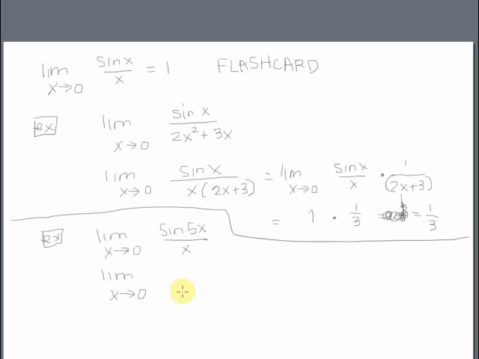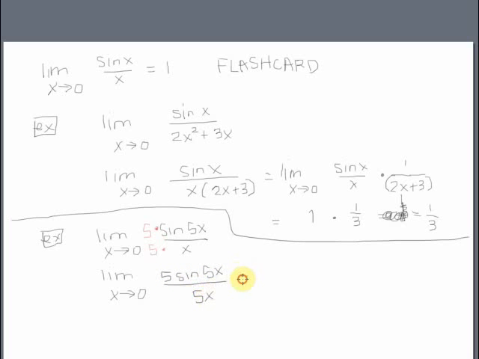The way that we would do that is we're going to take the limit as x approaches 0, and we're going to multiply the top and the bottom by 5. So I'm going to multiply this by 5 and this by 5. Now what happens anytime you multiply by something like 5 over 5, which equals 1, you're multiplying by 1, and so you're not changing the value of it. So now we would just have 5 sine of 5x over 5x.